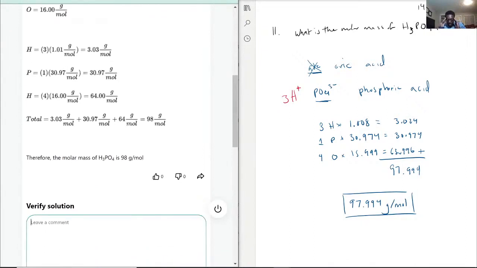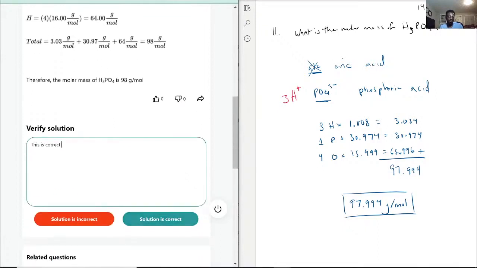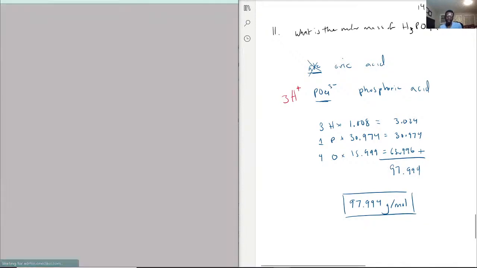So this is a quick disclaimer. Exactly, you're going to solve it based on the periodic table you were given. If you weren't given one, then the teacher can't fault you for having slightly different answers from them, because periodic tables do try to be standardized, but each one can round a little bit differently, hence why they have slightly different numbers. Okay, so that is correct. Let's go on to question 12.